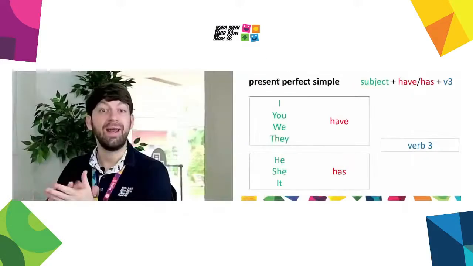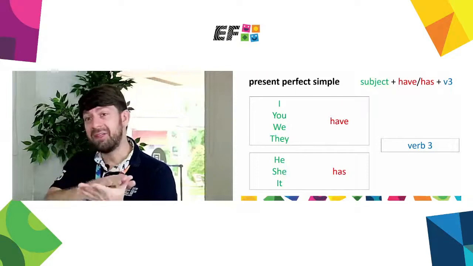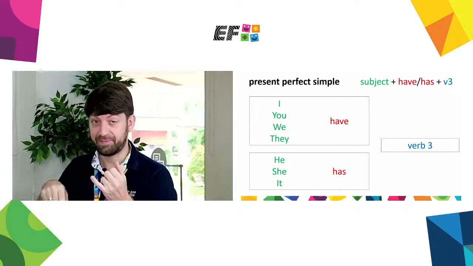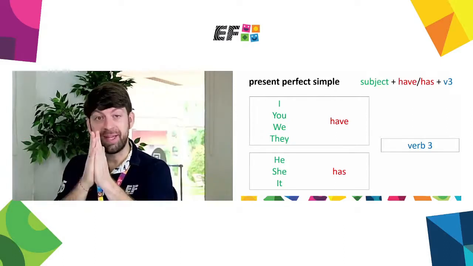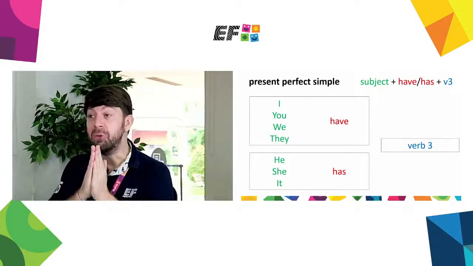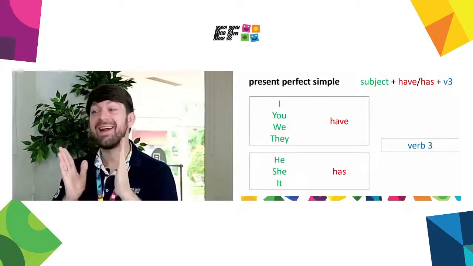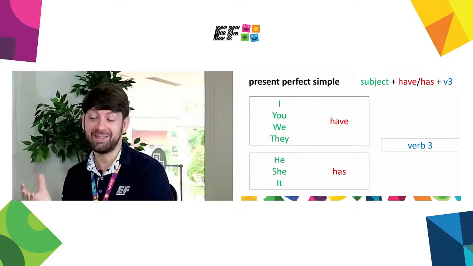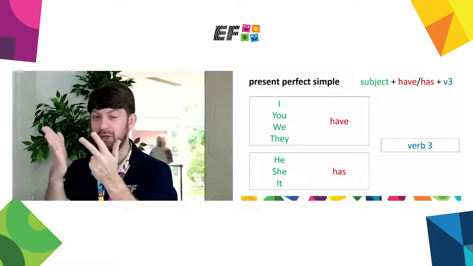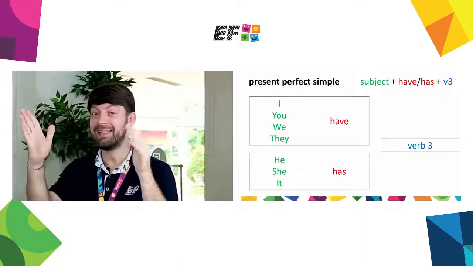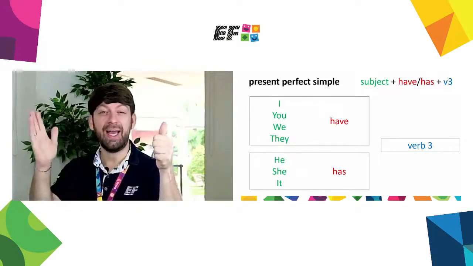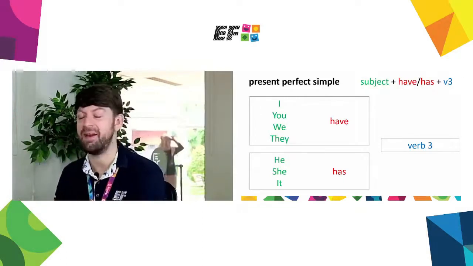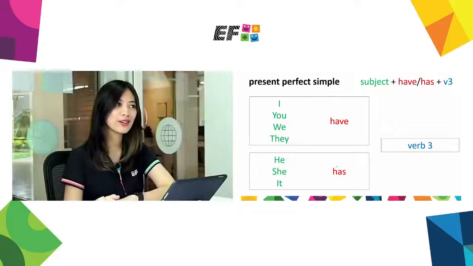Okay, now with our have or has, if the subject is I, you, we, they, we use have. Or together, we can say I've, you've, we've, they've. They are both correct. Wow. But with has, he, she, it goes with has. So he has, he's. She has, she's. It has, it's. And then our verb 3. Okay, wow. It's a very good tips.